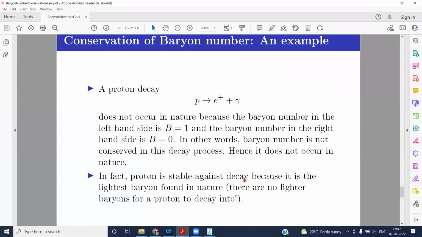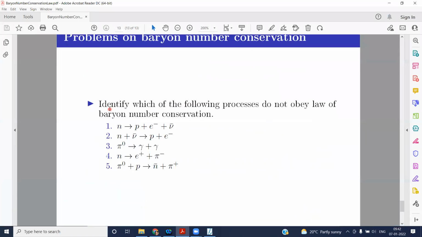I have given you some processes to check. What have I asked? Identify which of the processes do not obey the law of baryon number conservation. That's all. So according to baryon number conservation, process number 2 occurs in nature. Agreed or no? What is the baryon number on the left-hand side? 1. Right-hand side? 1. So it is conserved. Baryon number conservation allows it.